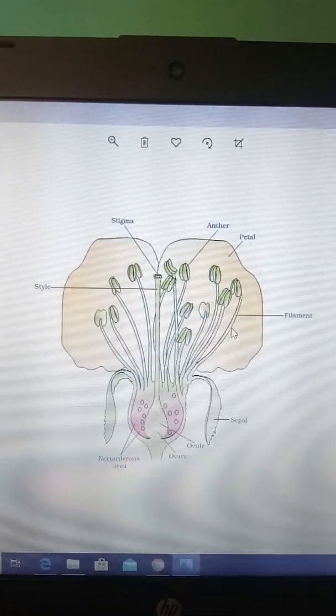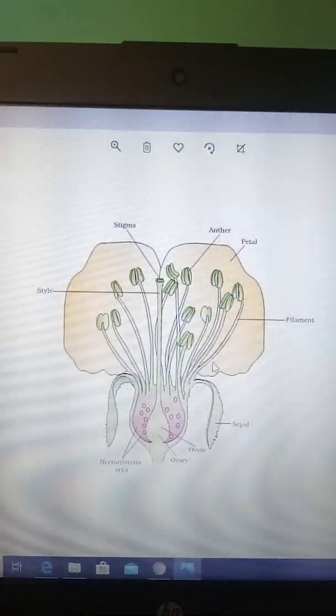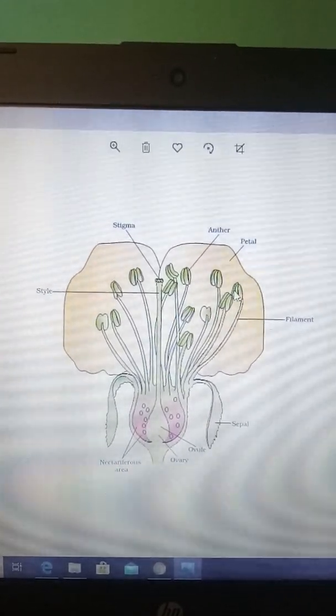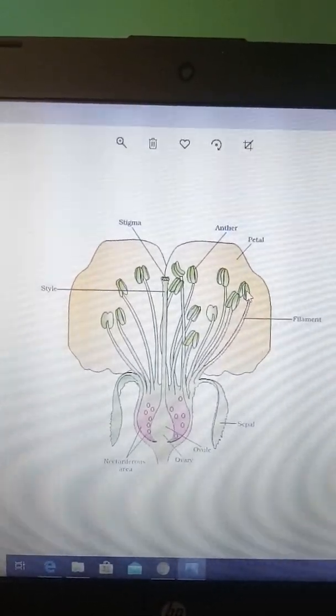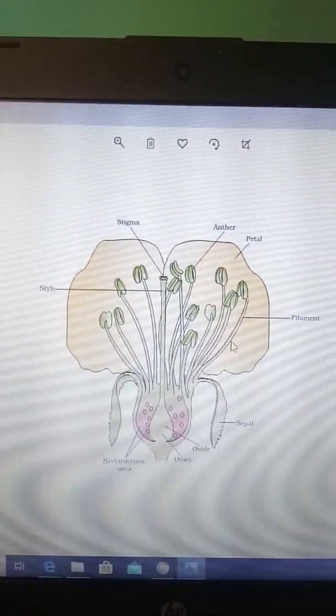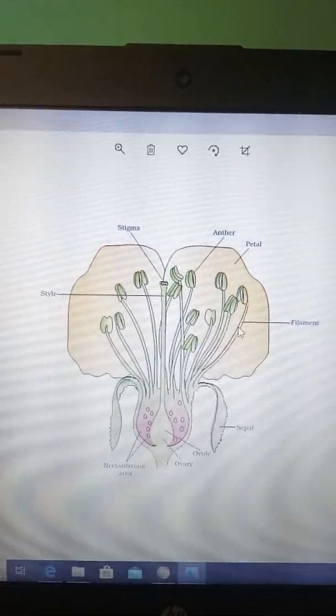As you can see here, this male part consists of a filament, and at the top present is the green structure. This is called anther. So anther and filament, they together make stamen. And the collection of stamen is known as androecium.